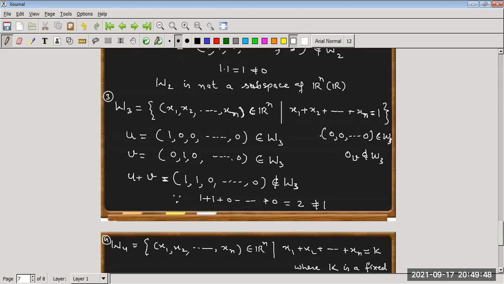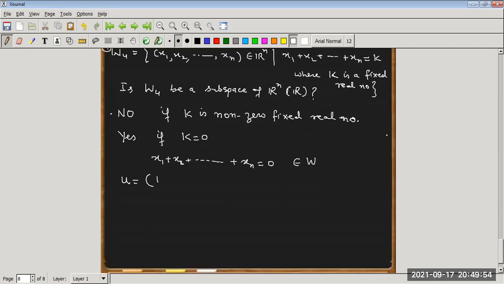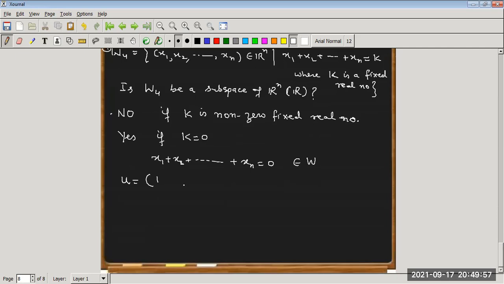So you can also check whether the zero identity element belongs to this or not. If it does not belong, then there is no need to check scalar multiplication or vector addition. If we take 1 minus 1 0 0 0, and add these elements, the sum becomes 0, so this belongs to W4.